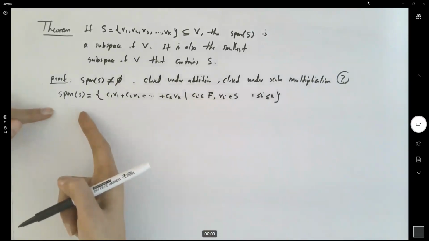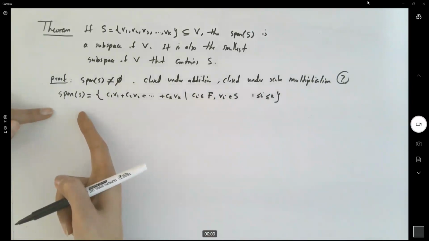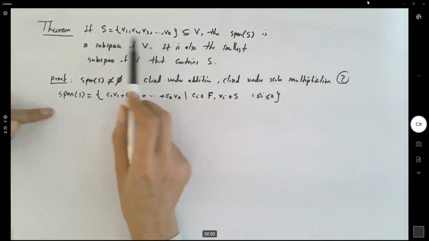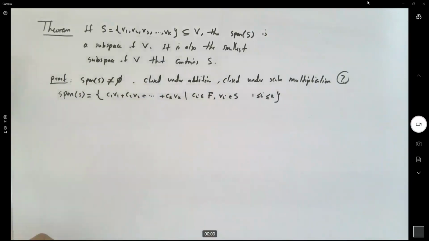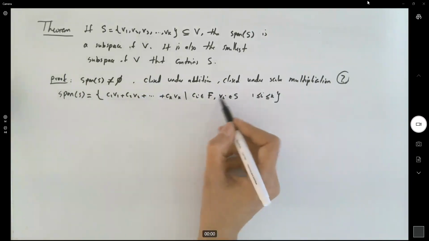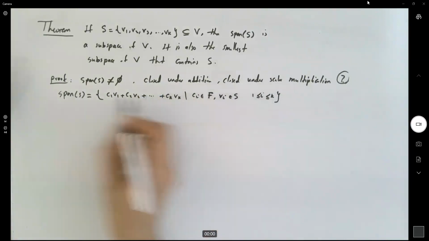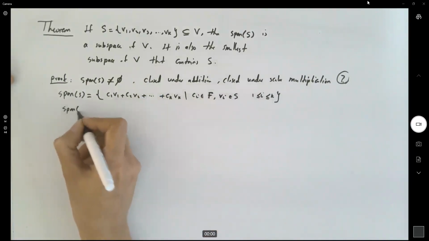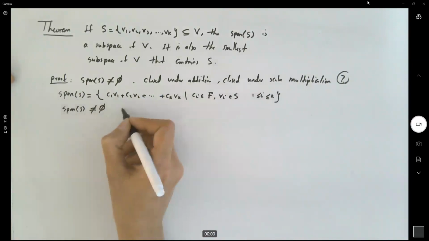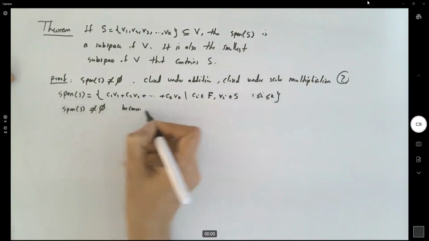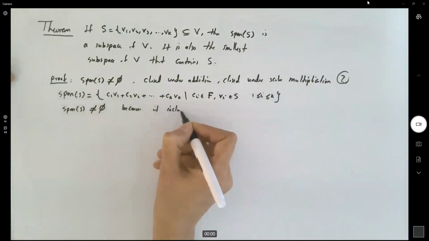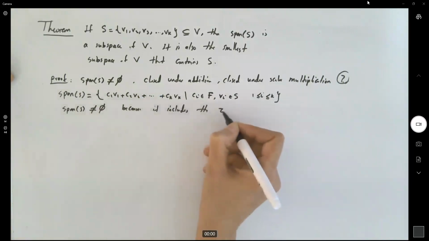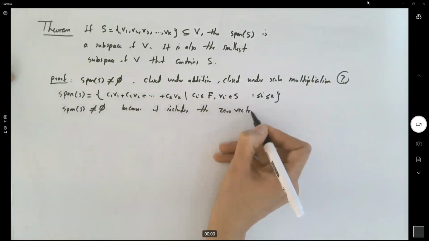Obviously, this set is non-empty. Why is that? Because basically it can take the 0 vector. Consider v to be the 0 vector. The span S cannot be empty because it includes at least the 0 vector.